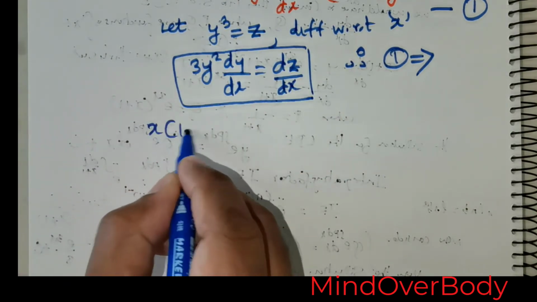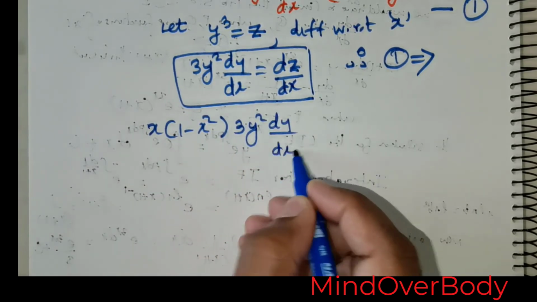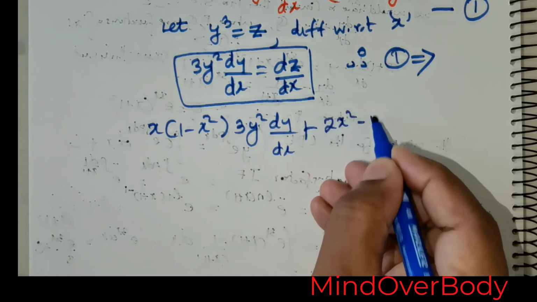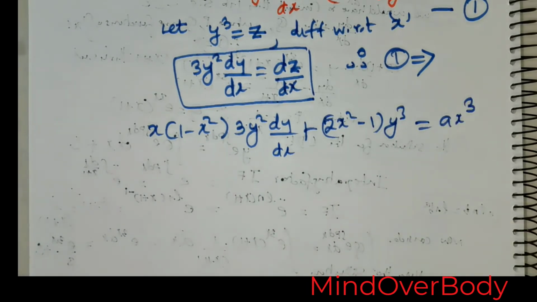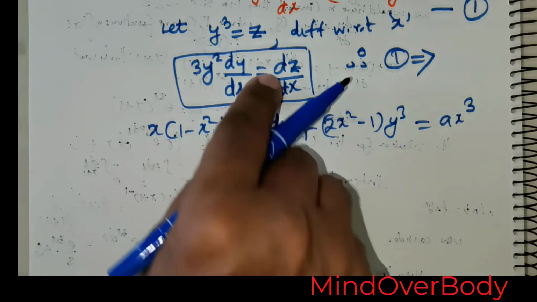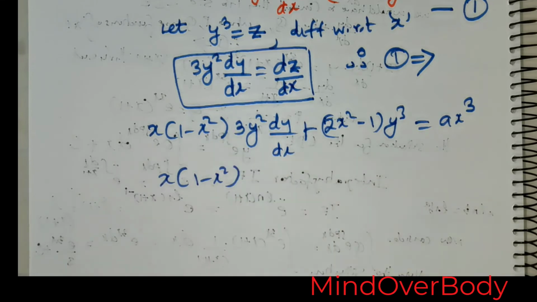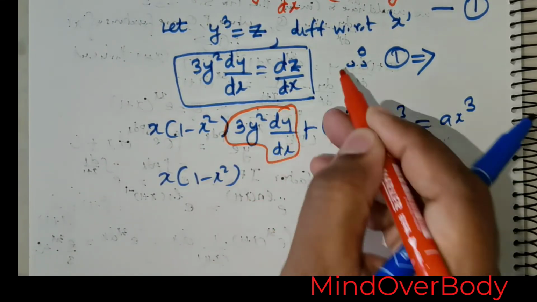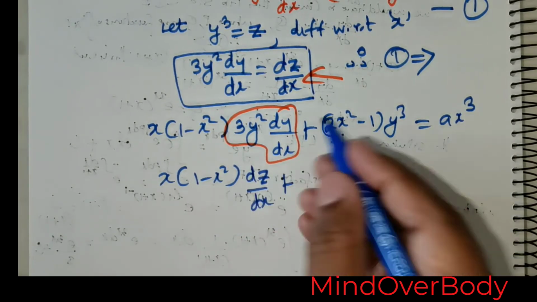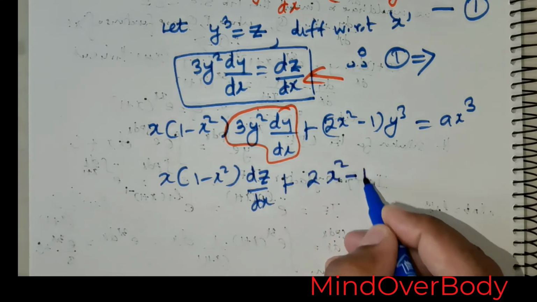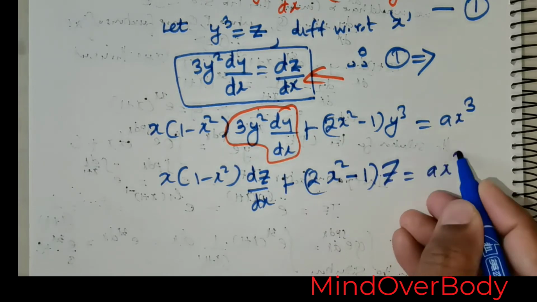So this is x times (1 − x²) times 3y² dy/dx, plus (2x² − 1) times y³, is equal to a x³. Now as I mentioned to you, you have 3y² dy/dx, so I can substitute. This entire thing can be substituted with dz/dx, plus (2x² − 1) times y³, which I am taking as z, is equal to a x³.